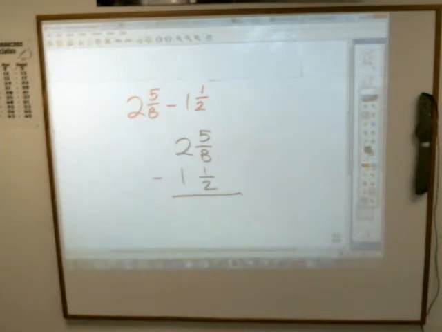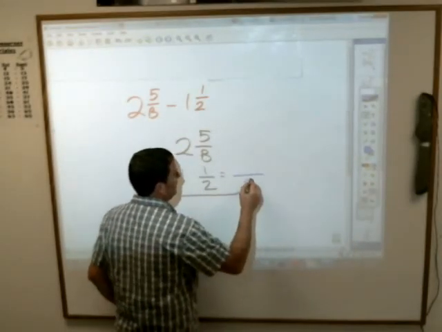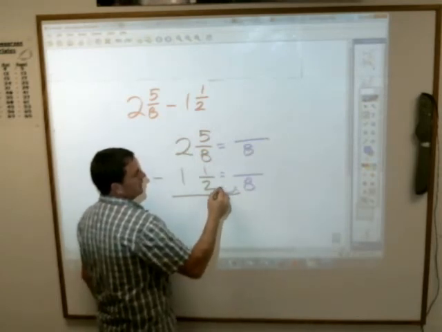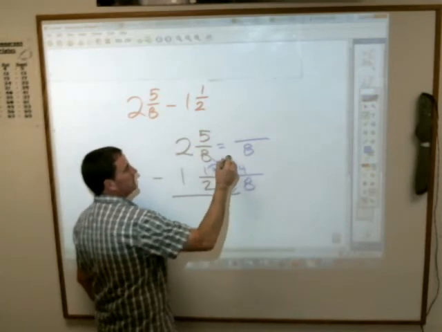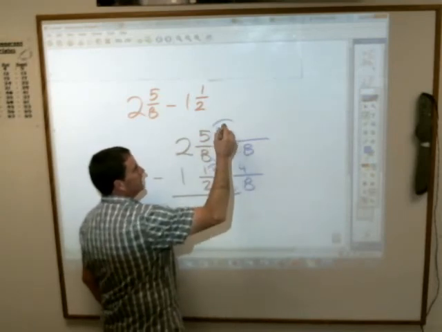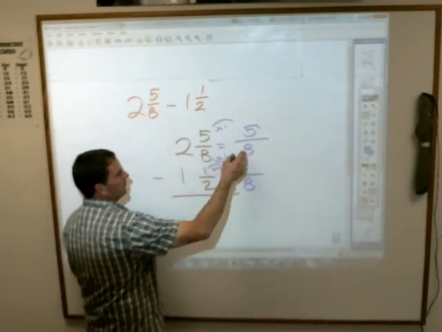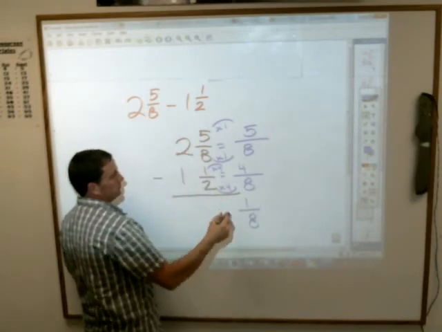What was the smallest thing that those denominators would go into? 8, correct. And you could use 16. 16 will work, it just means you'll have to reduce more in the end. But I should see this: 8, 8. 2 times 4 is 8. 1 times 4 is 4. 8 times 1 is 8. 5 times 1 is 5. Now you can do your subtracting. 4 from 5 is 1, and 1 from 2 is 1.